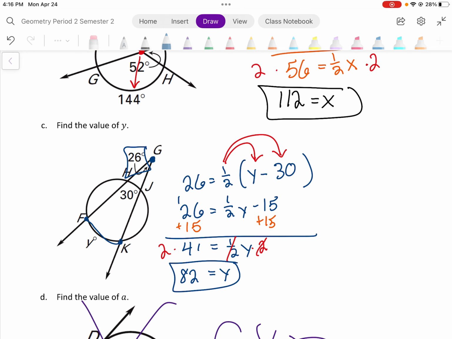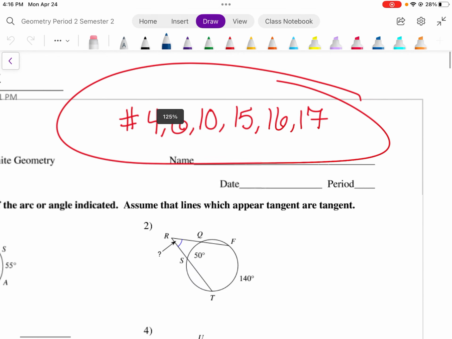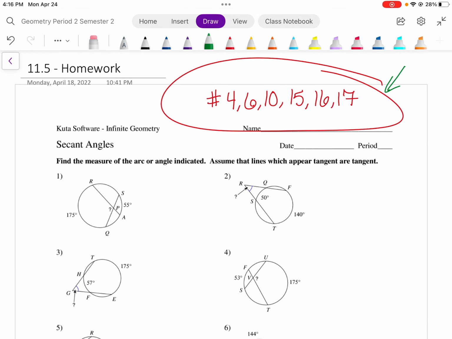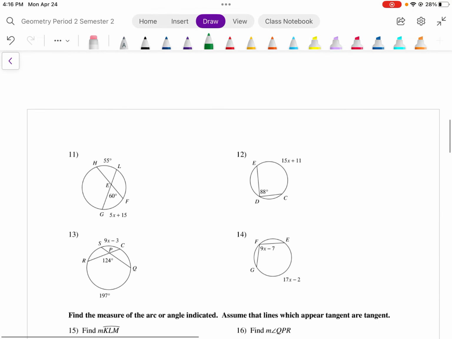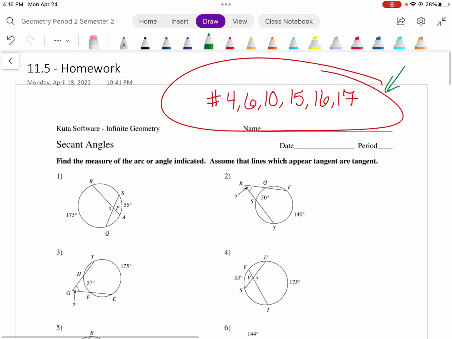Okay. So those are the examples. When you get to the homework, you're going to notice there's a list on the top. These are the ones that are assigned for the homework. If you would like to do the other problems, you can, for extra practice. The answer key will have the answer for all of them. But these are the only ones that are assigned for homework. So there's only 6 problems, so make sure you're doing them.